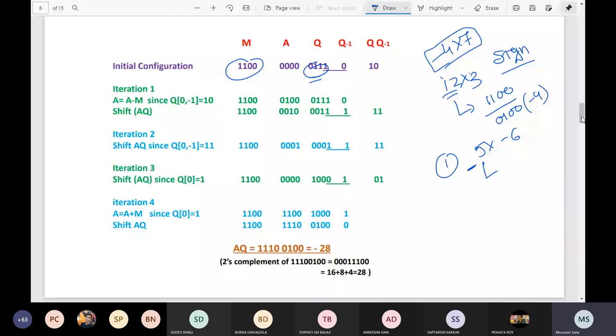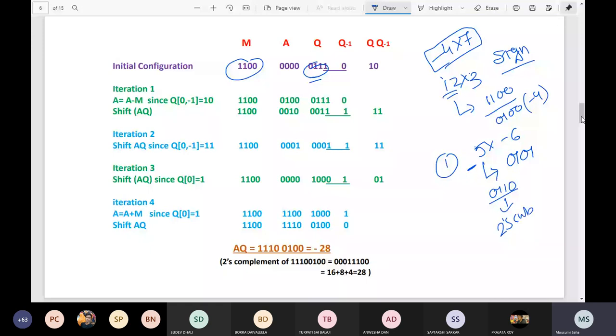you know that three types of representation we have: sign magnitude number representation, one's complement representation, two's complement representation. But remember, Booth's algorithm will follow the two's complement method. Suppose 5 and minus 6. 5 is a positive number, so we can consider 0101. And for minus 6, what you have, 0110, this is a 6. So you have to do the 2's complement, okay?